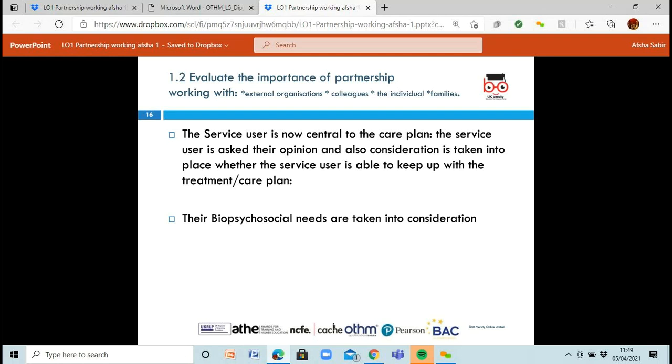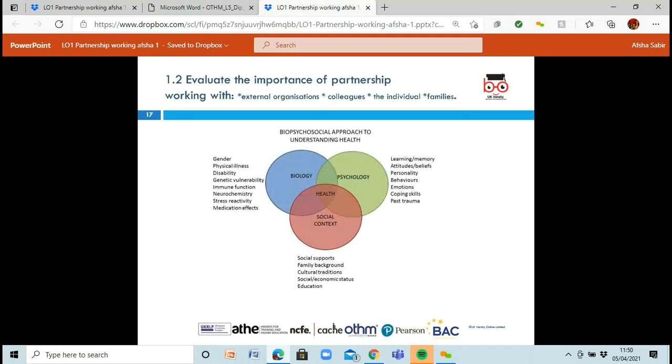So they're asked their opinion. They're also taken into consideration if they can keep up with certain treatments or the care plans. So when we look at that, we actually look at the biopsychosocial needs and just check if they're taken into consideration. Now, these are some of their needs here. So you've got the biology, psychology, and social context, and within the heart is their health. So when you're looking at psychology, have they got the right coping skills? Do they have the right behavior? Do they have the right learning attitude or beliefs? Can they actually keep up with what you're telling them to do?